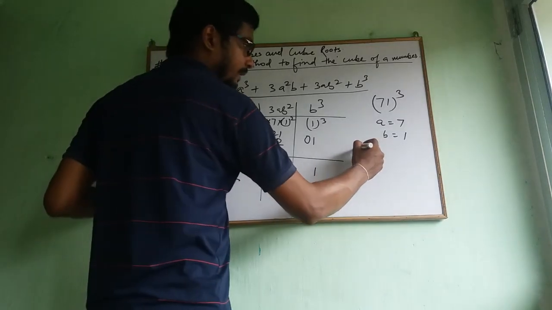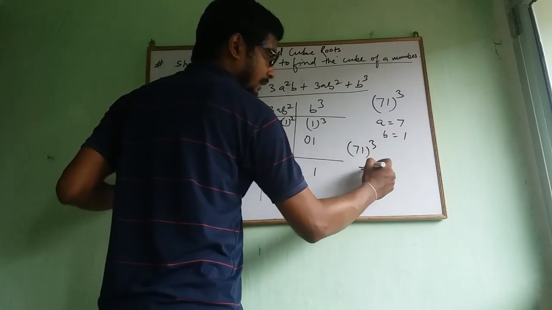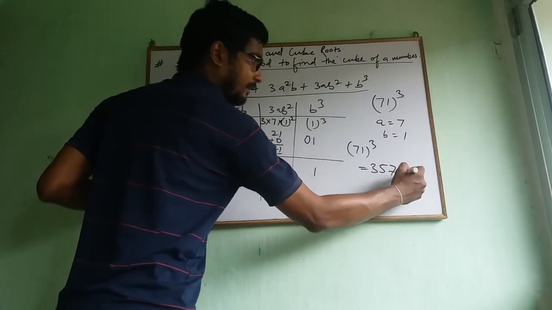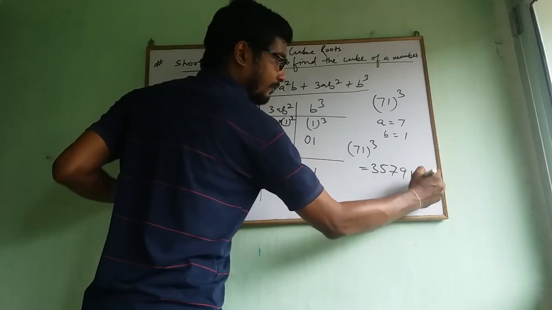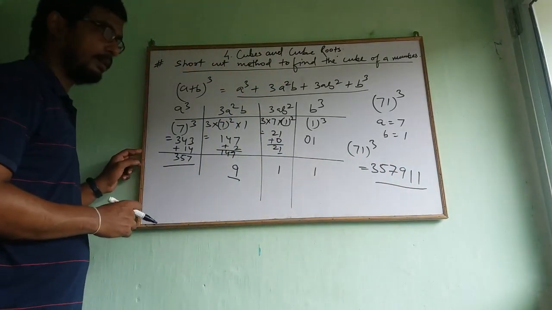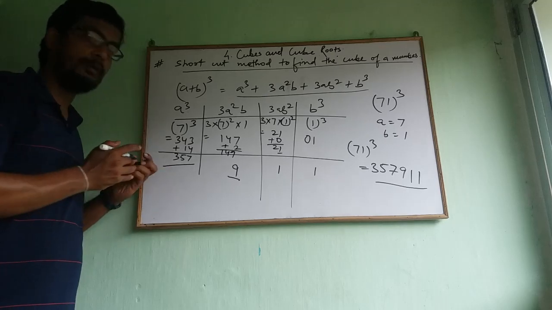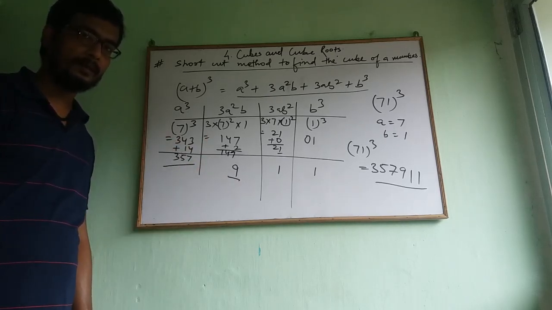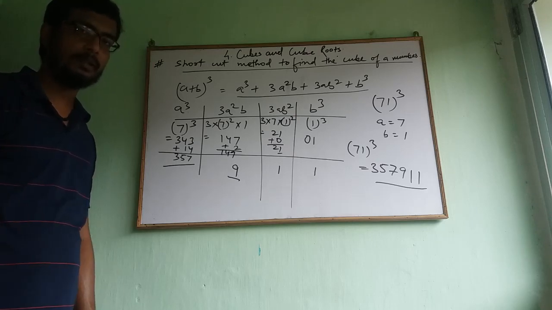So the cube of 71 will be 357 from the first part, 9 from the second, and 1 from the third and fourth. I hope that you have understood how to find the cube of a given 2-digit number. Now let's take one more example in order to better understand it.